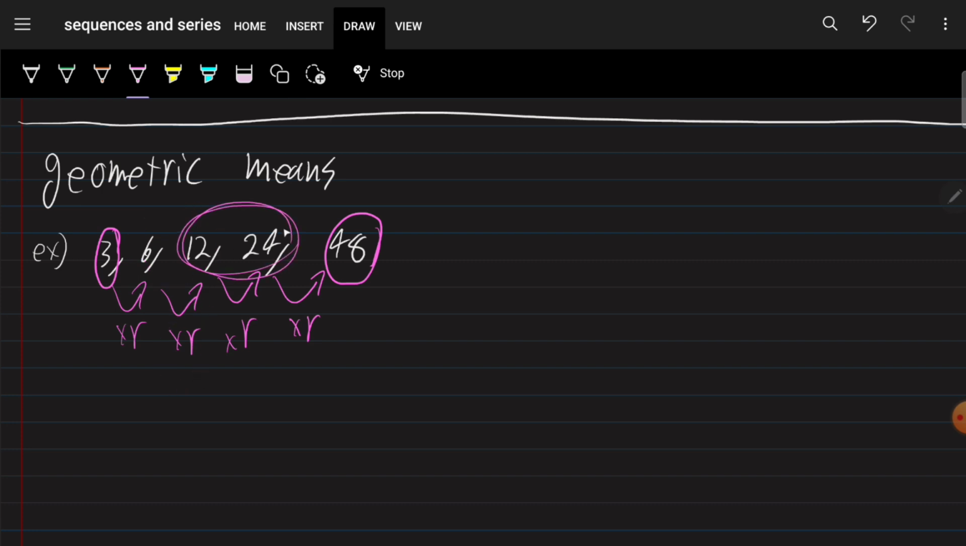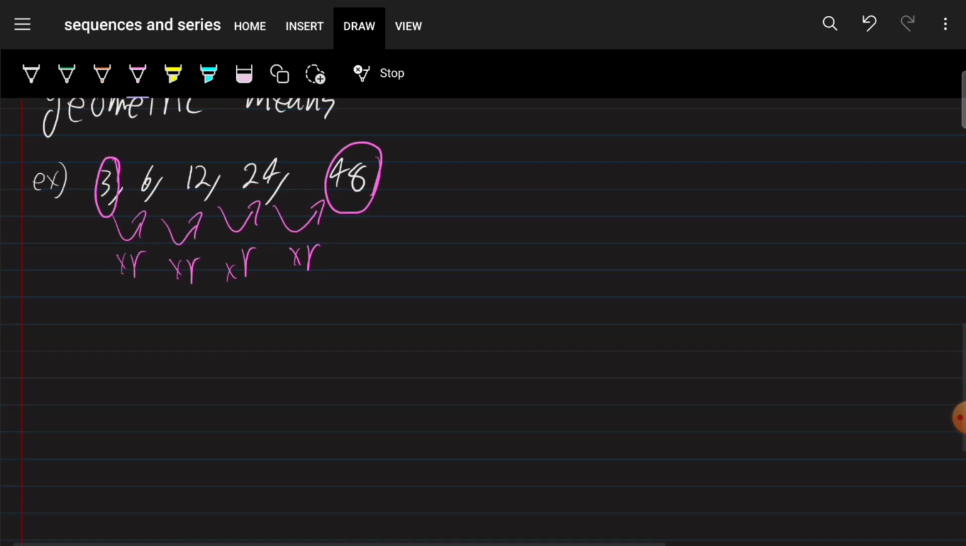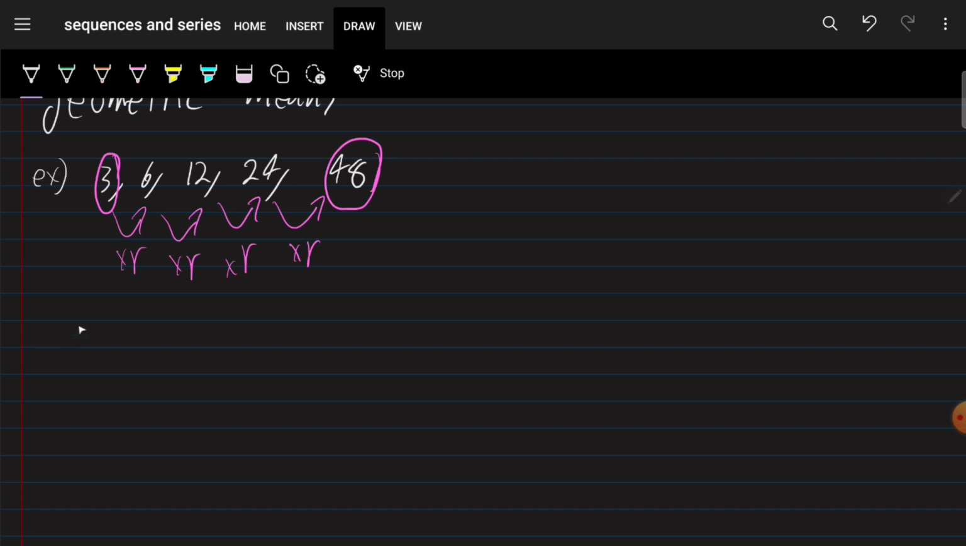Our third and fourth term are different by a factor of r, and fourth and fifth term also differ by that factor of r. So that's the meaning of a geometric mean. Now we have a formula for that. The formula to calculate the geometric mean is really a formula to find r, and then using r we can find the terms. So that formula is as follows.